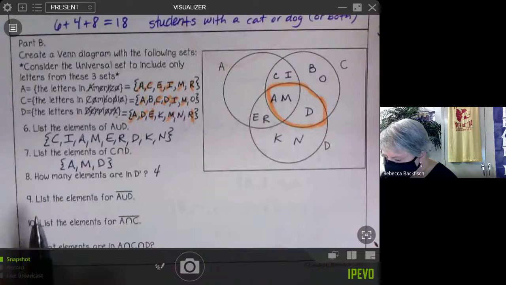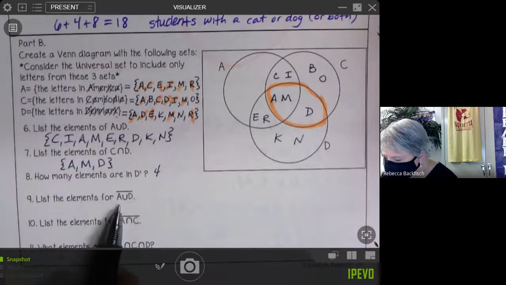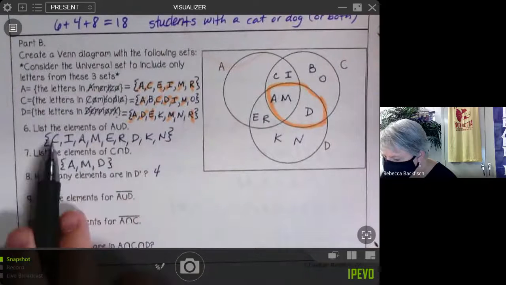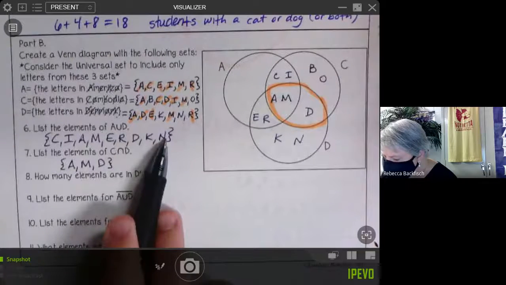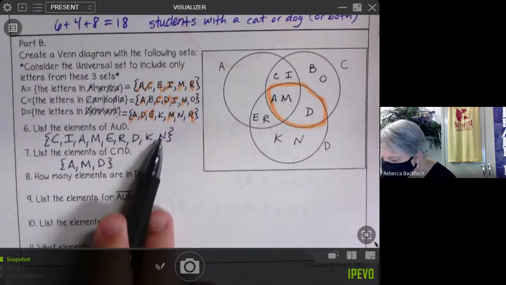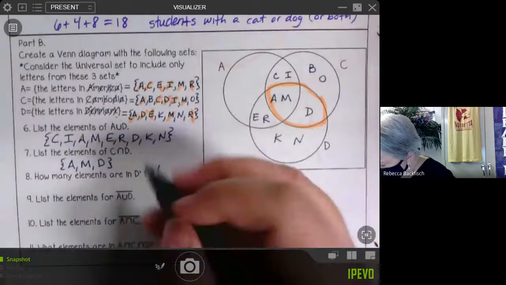List the elements for not the union of A and D. We did the union of A and D up here. So basically it's saying not what's in here. Anything that's not in this group. I think that's just B and O, right? Okay.